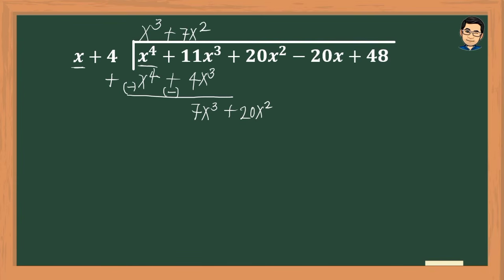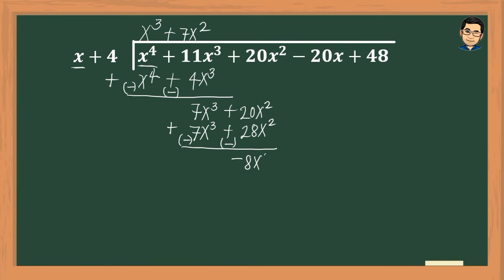And then we multiply 7x squared to x plus 4. That will become 7x cubed plus 28x squared. And then we subtract. So, 7x cubed will become negative, 28x squared will become negative. And then we add. 7x cubed plus negative 7x cubed, that is 0. 20x squared plus negative 28x squared, that is negative 8x squared.